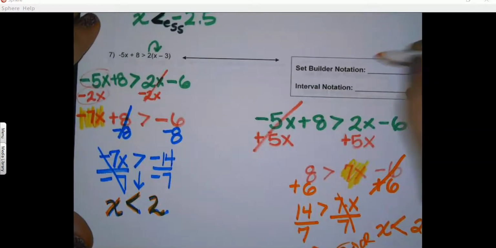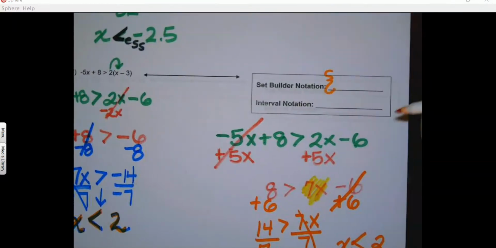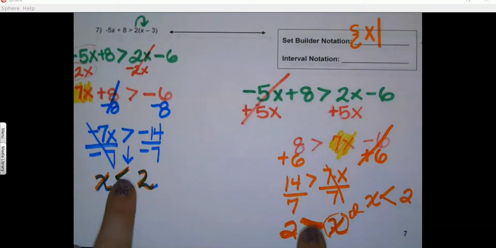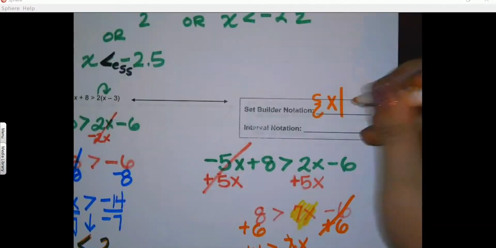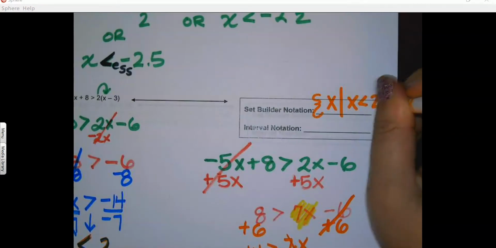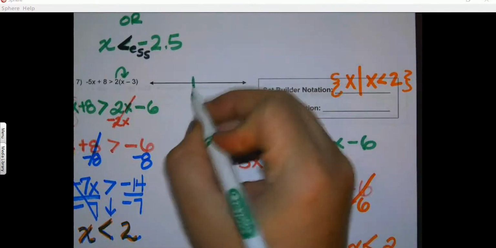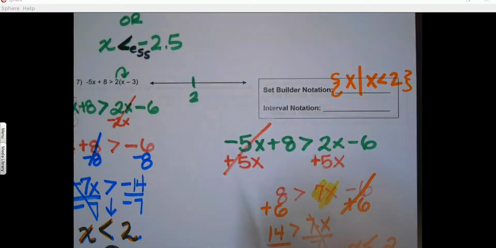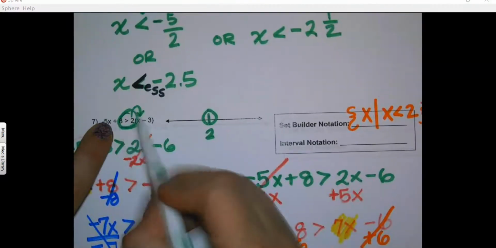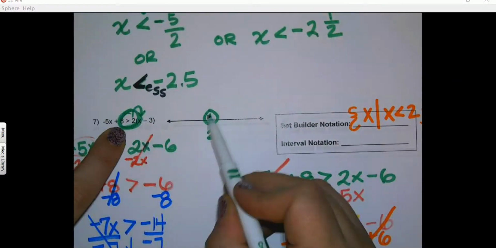Okay, so now set builder notation. I'm going to put the squiggle lines. I'm going to put x such that, and then I'm going to put one of these. It doesn't matter which one because they're the same. I'm going to put it right here. Okay, now I'm ready to graph. So I'm going to put the 2 on the graph, and then I'm going to put an open circle. It doesn't have the line underneath, so I'm not going to shade in the circle. I'm going to leave it open.